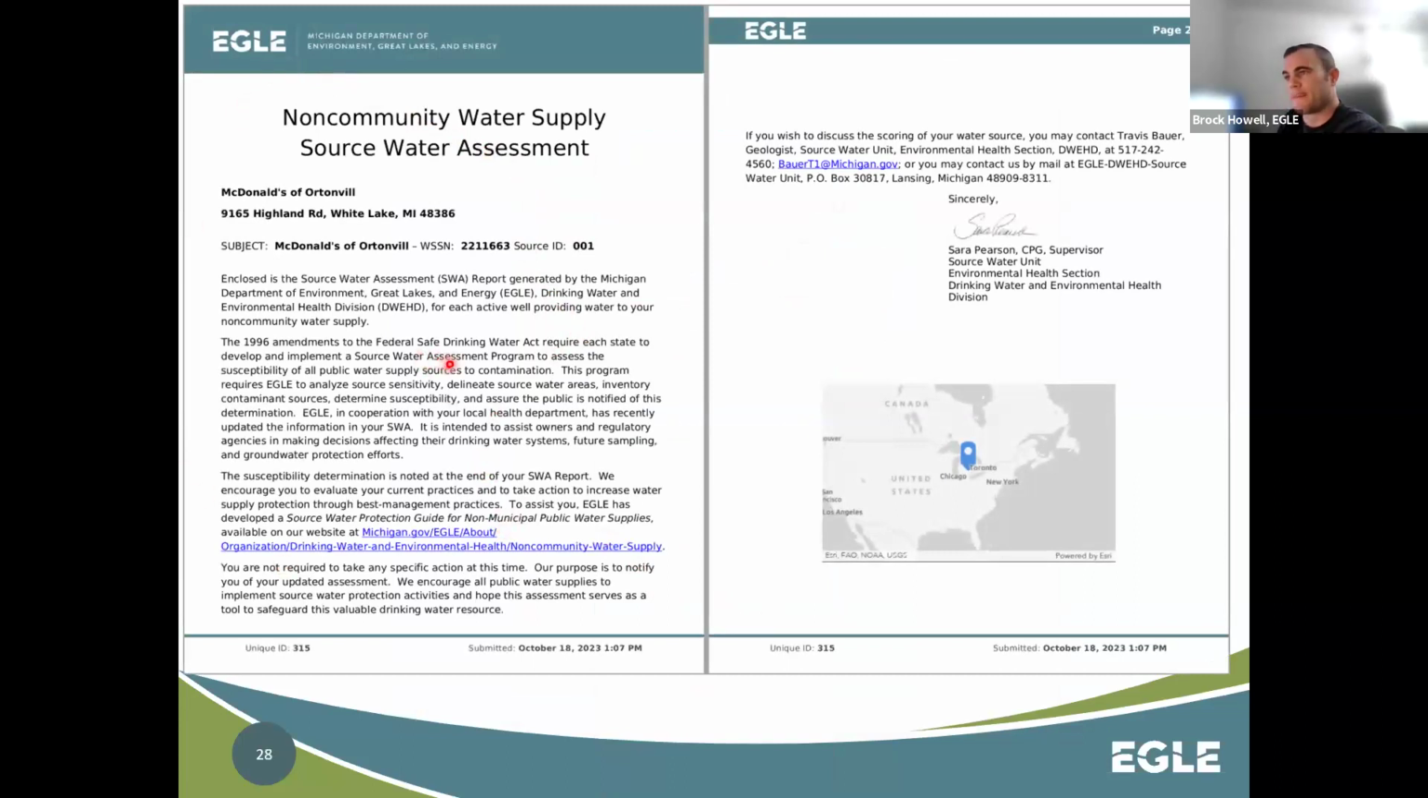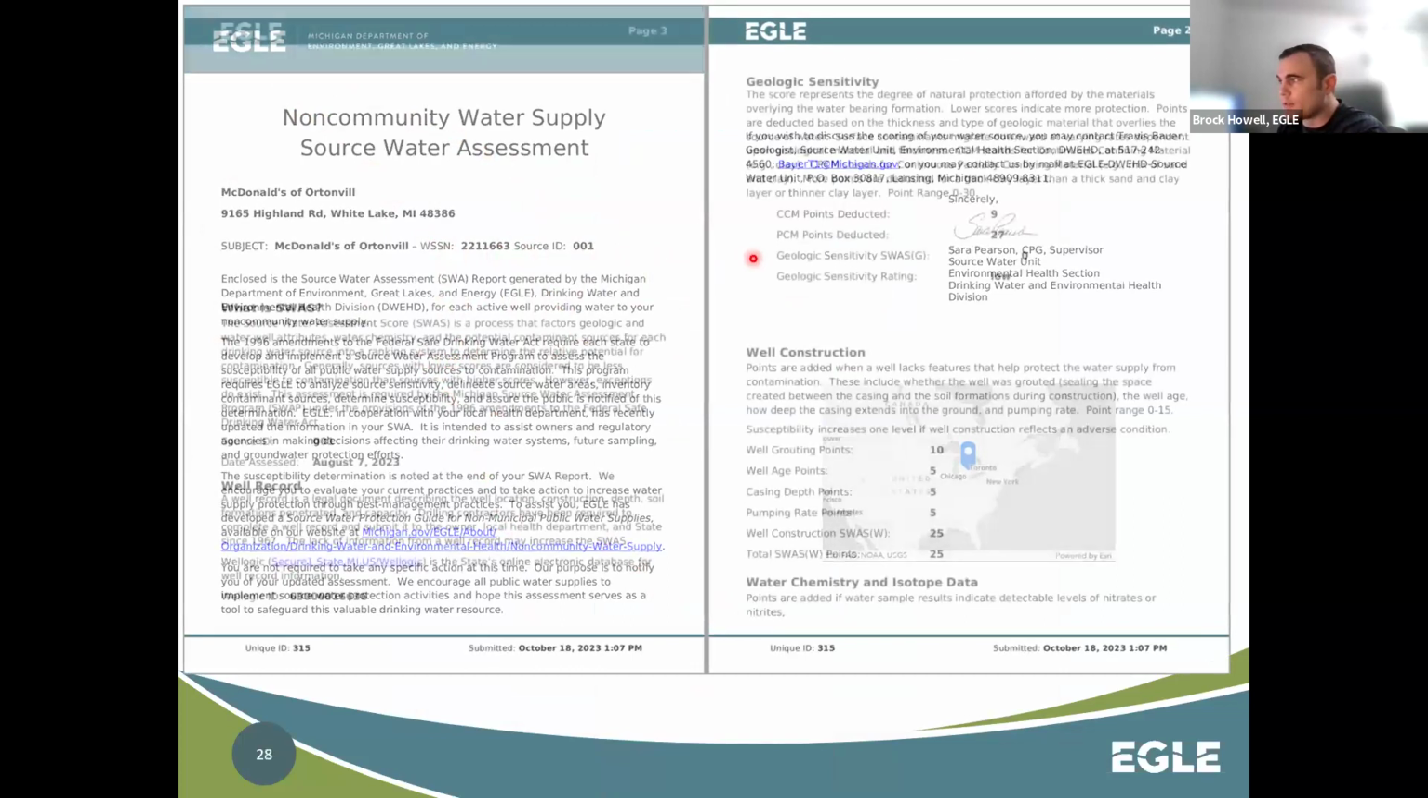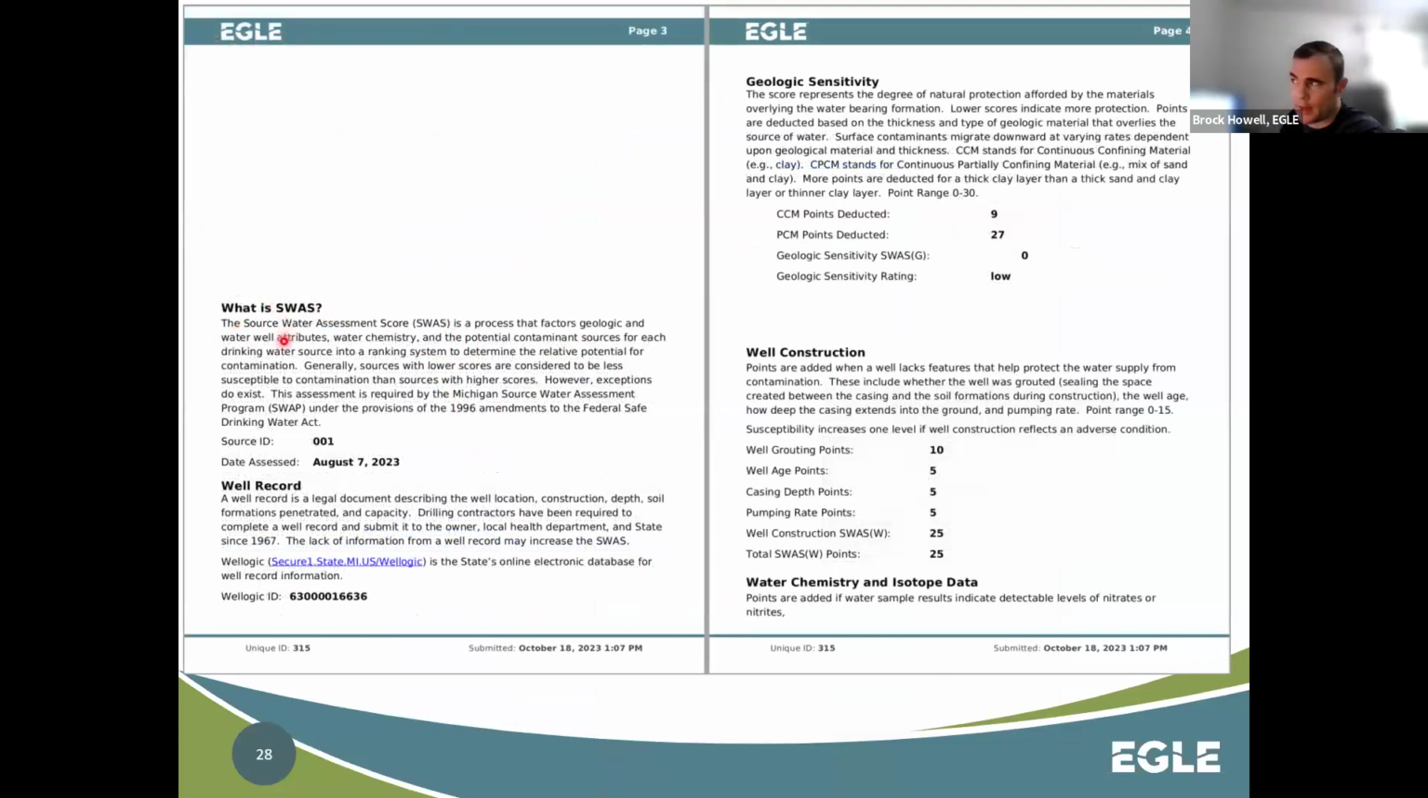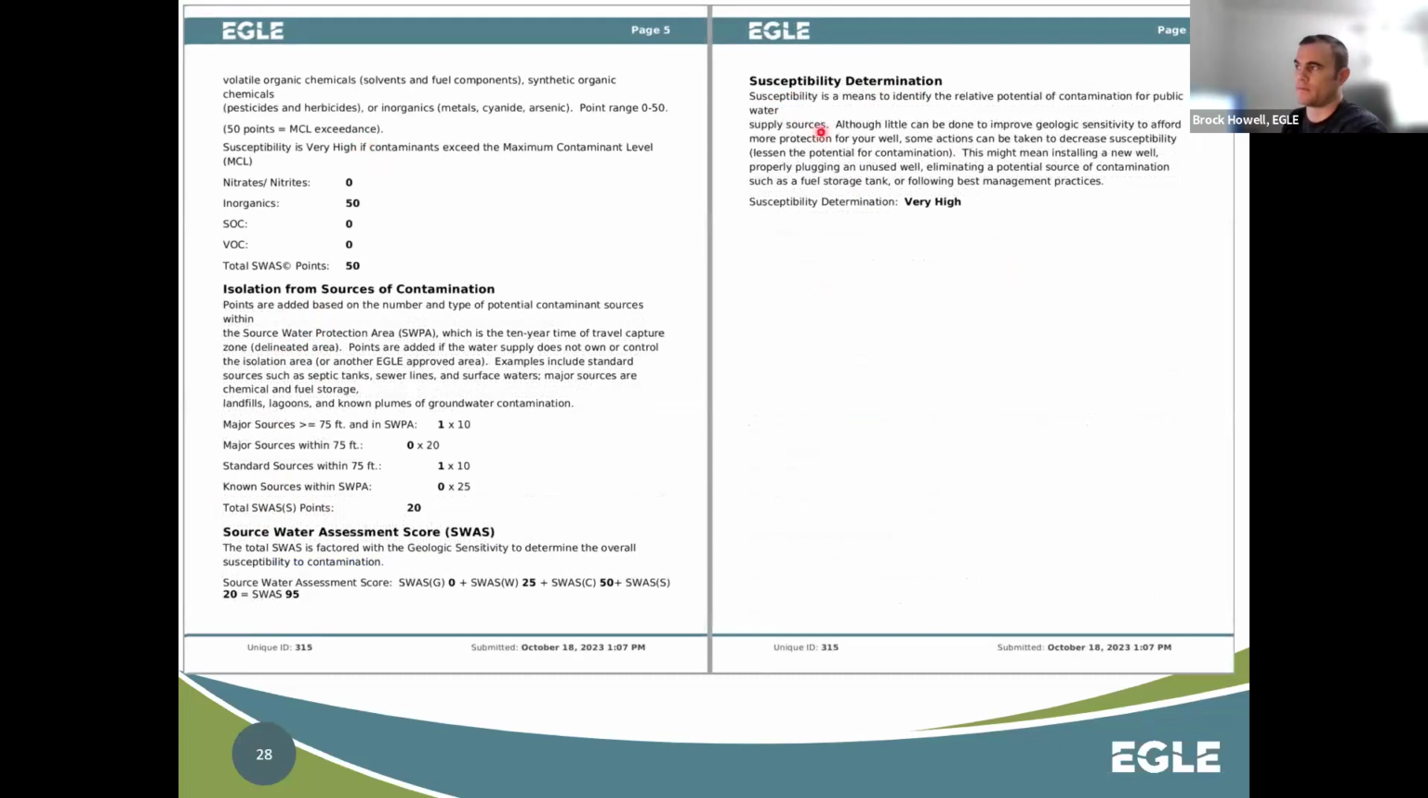And these are the first six pages of that. It would be source water, the WISN number, source ID, and all this you fill in that survey. Well records, well construction, geologic sensitivity, and then of course susceptibility determination and so forth.